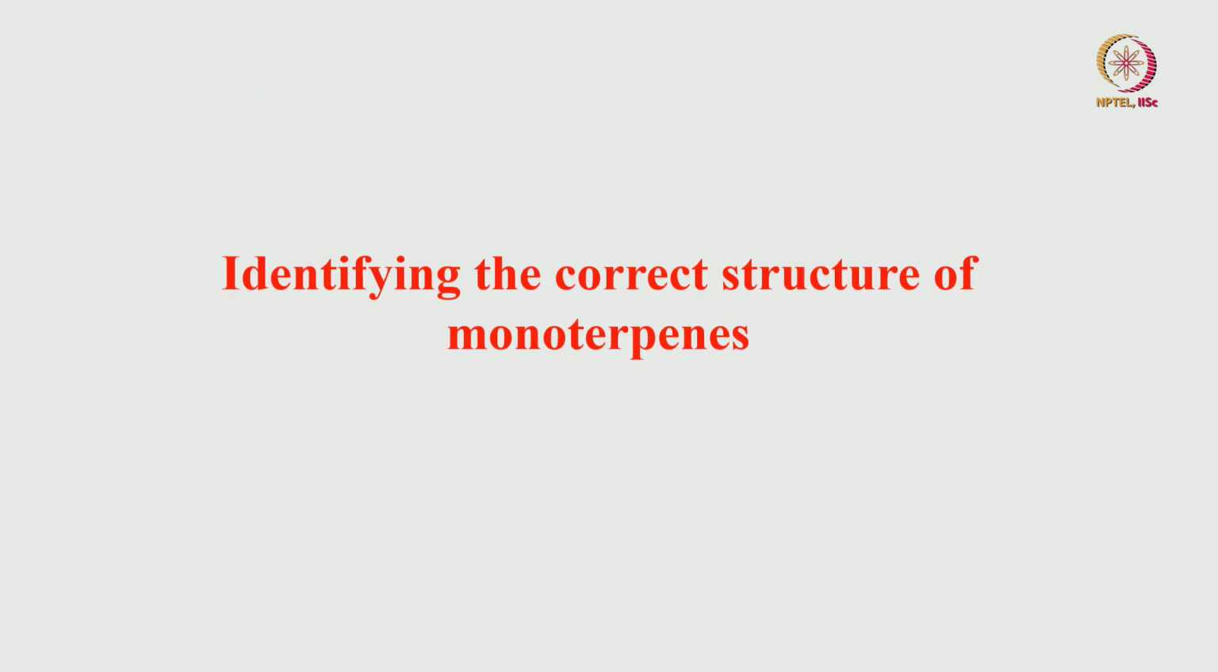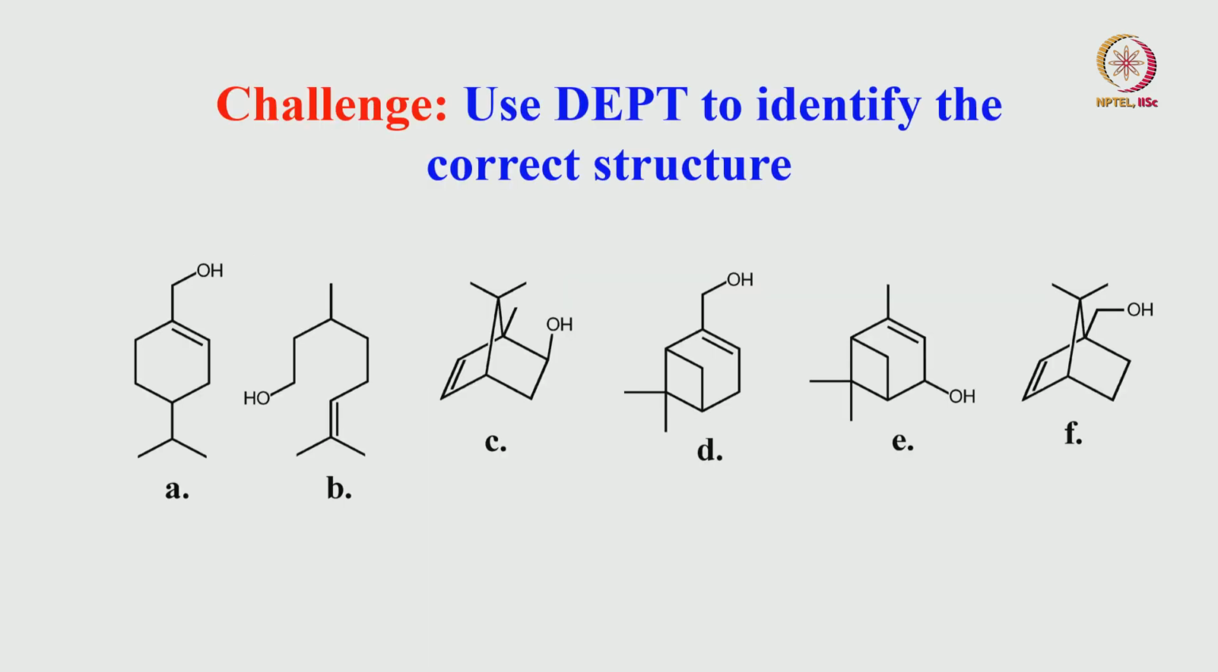I will give another important application of DEPT, how we can utilize DEPT to get the structure of molecules. Here I am taking the example of 2 monoterpenes, identifying the correct structure of monoterpenes. That is our challenge. Let us see what we do. I have to use the DEPT experiment to identify the correct structure. There are about 6 molecules, all are monoterpenes. We want to find out the correct structure by using the DEPT experiment.